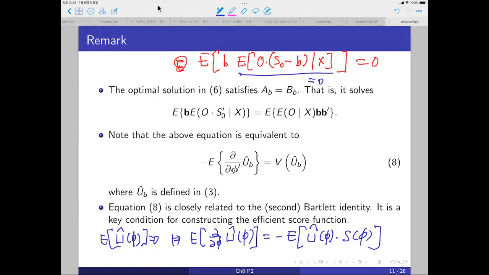The nice thing about this Bartlett result is that it basically says you can treat this guy as equal to the score function, even though I don't know the score function.